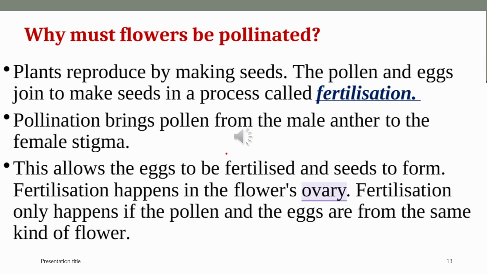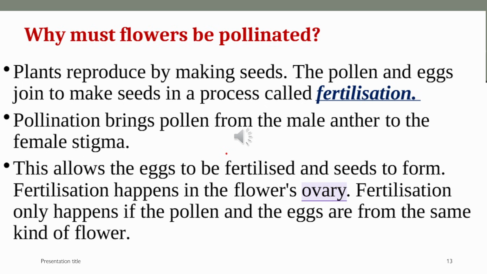So the question comes, why must flowers be pollinated? Plants reproduce by making seeds. The pollen and eggs join to make the seed in a process called fertilization. Pollination brings pollen from the male anther to the female stigma. This allows the eggs to be fertilized and seeds to form. Fertilization happens in the flower's ovary. Fertilization only happens if the pollen and the eggs are from the same kind of flower.